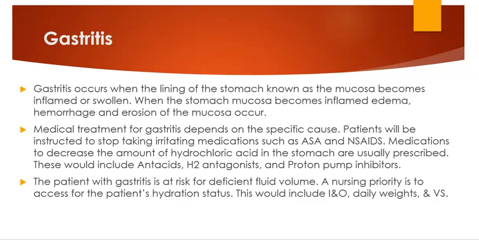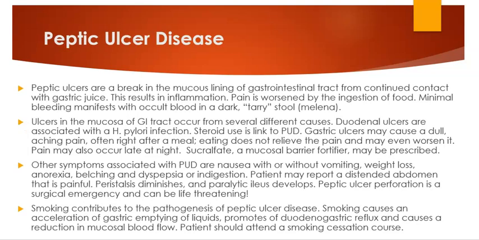Just kind of keep an eye on your patients and look for signs and symptoms of bleeding, because that's really what we're worried about when it comes to gastritis. That's why we look at our I's and O's, our daily weights, and vital signs, because we are worried about not just risk for fluid volume deficit through vomiting and things of that nature, but you could also bleed out as well. So it's important to pay attention to your patient's hydration status.